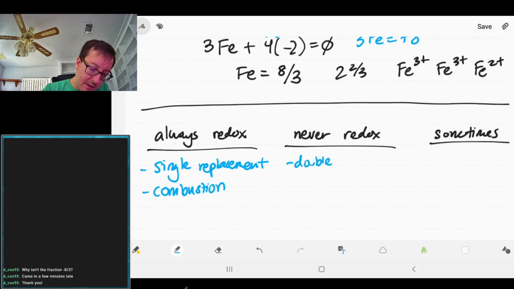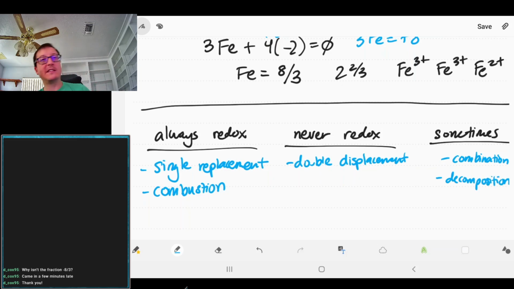We're going to see that double displacements are never redox. Charges do not change in double displacement reactions. They always change in single replacements and combustions, although combustion doesn't have charges. And then the sometimes ones are combination and decomposition. If you were asked about those, you would need to do oxidation numbers. Those ones we can't tell right away if they're going to be redox or not.